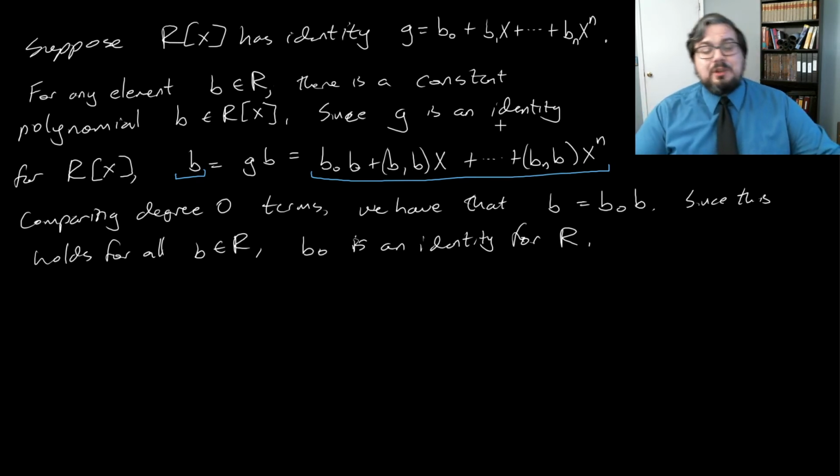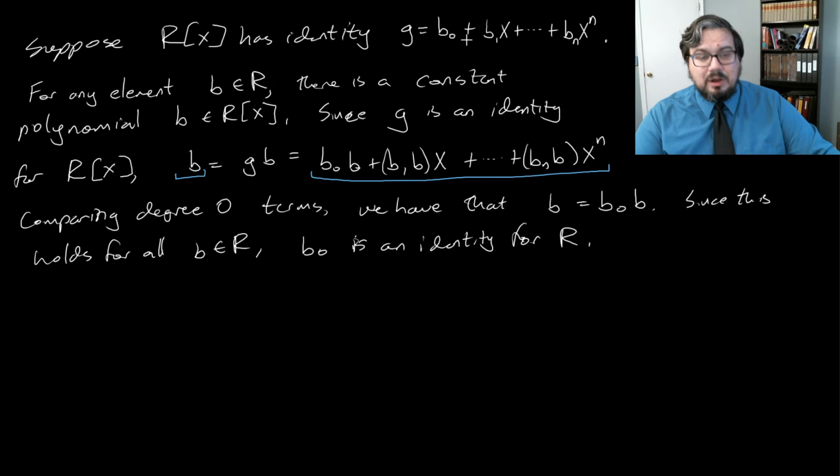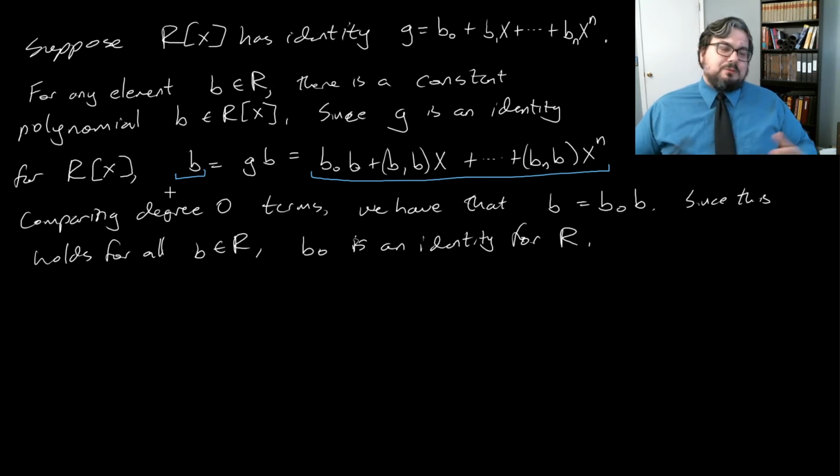Now, once we have this, we could go back and conclude, okay, well then G had to be just b0. It had to be of only degree 0. However, we had no real way of knowing that ahead of time. If we're just assuming that R adjoin X has identity, we don't have the right to assume that that identity has to be degree 0. It turns out that that's the case, but we only know that once we prove that this means that R has an identity, and therefore the identity of R adjoin X is the constant polynomial of that identity of R.